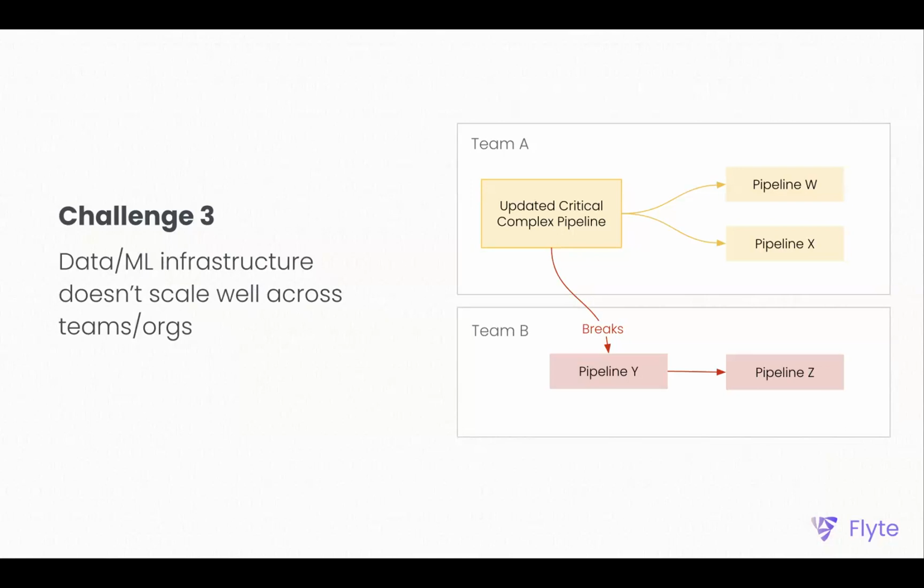Now team A, because they're aware of this, can update pipeline W and X, and everything will work. But depending on the degree of siloing in your organization, which is often the case, team B might not have gotten the memo. They might not have gotten the update that team A has updated this critical piece, and now pipeline Y and Z have broken, and it might be outdated versions or changes in the API or things like that.